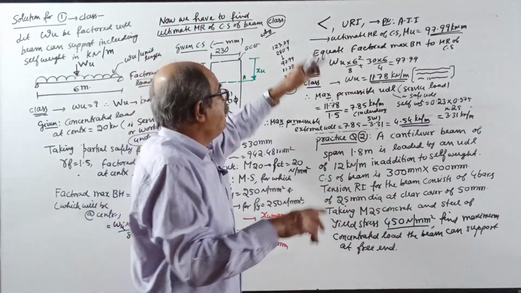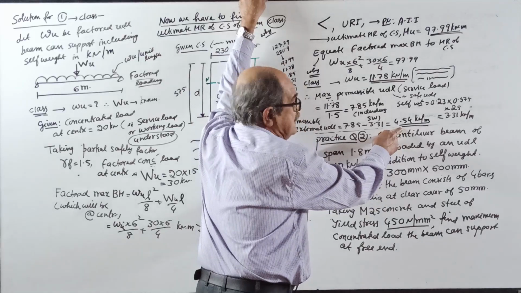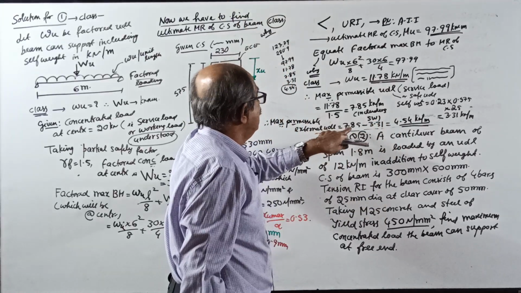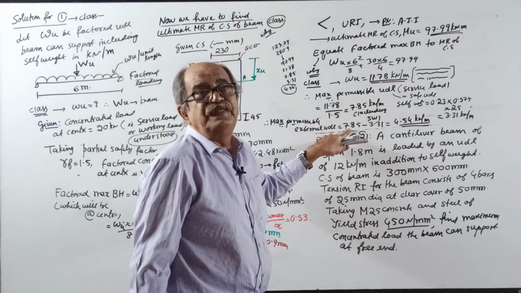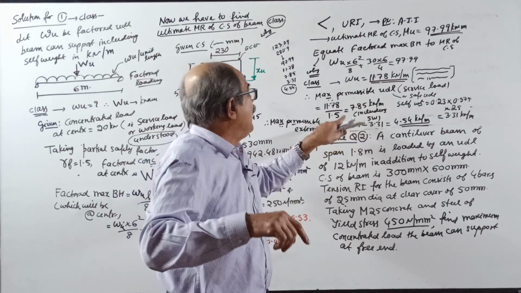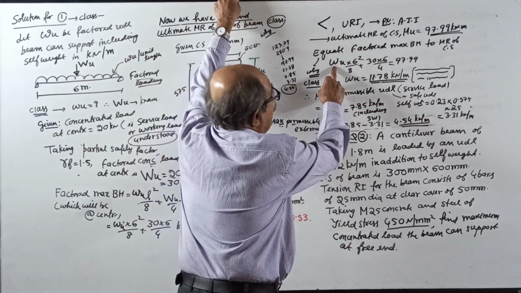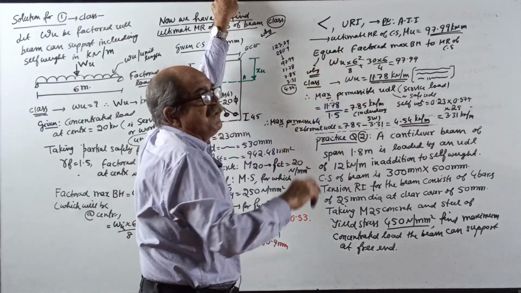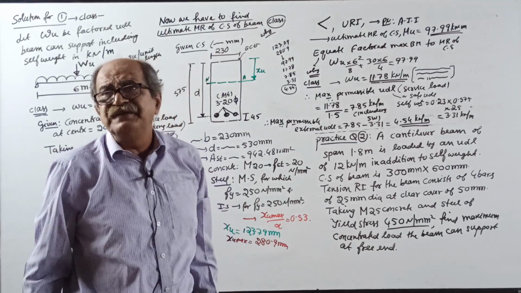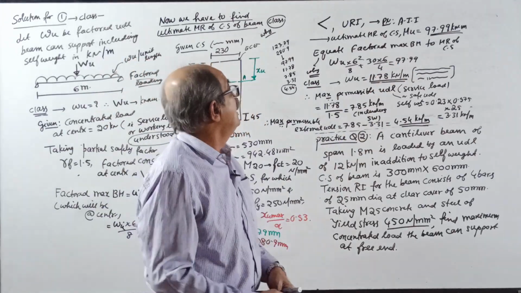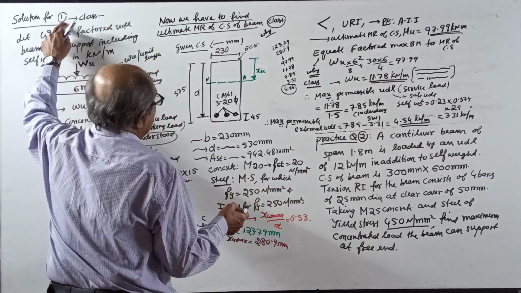Now see, if you apply 4.54 external UDL with self-weight, it will become how much? 7.85. Then when you multiply by 1.5, the factored will be 11.78. When you put 11.78 here, the maximum factored BM will be exactly equal to the ultimate MR of the cross section. Okay. Now question 1 over.